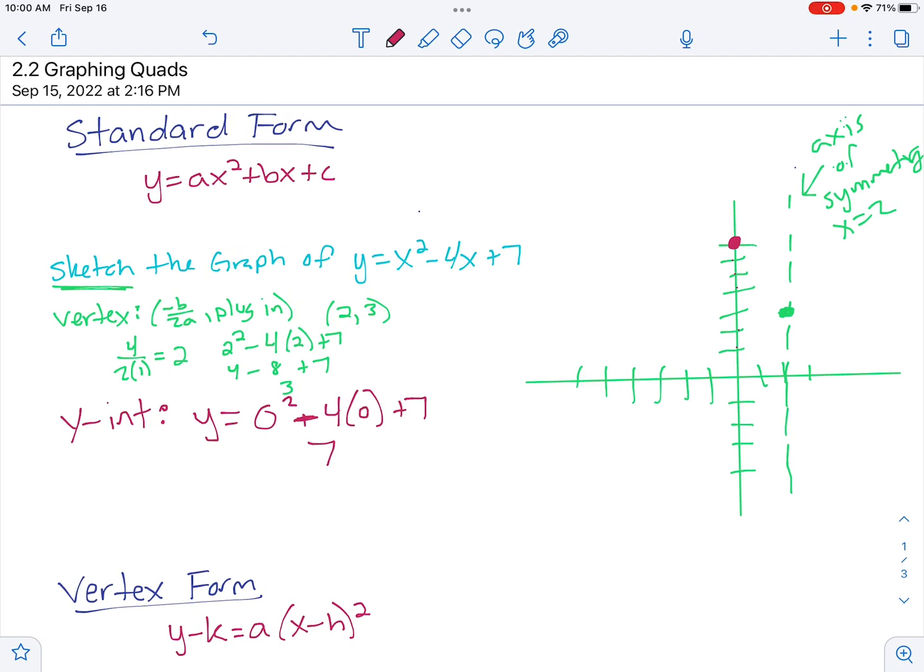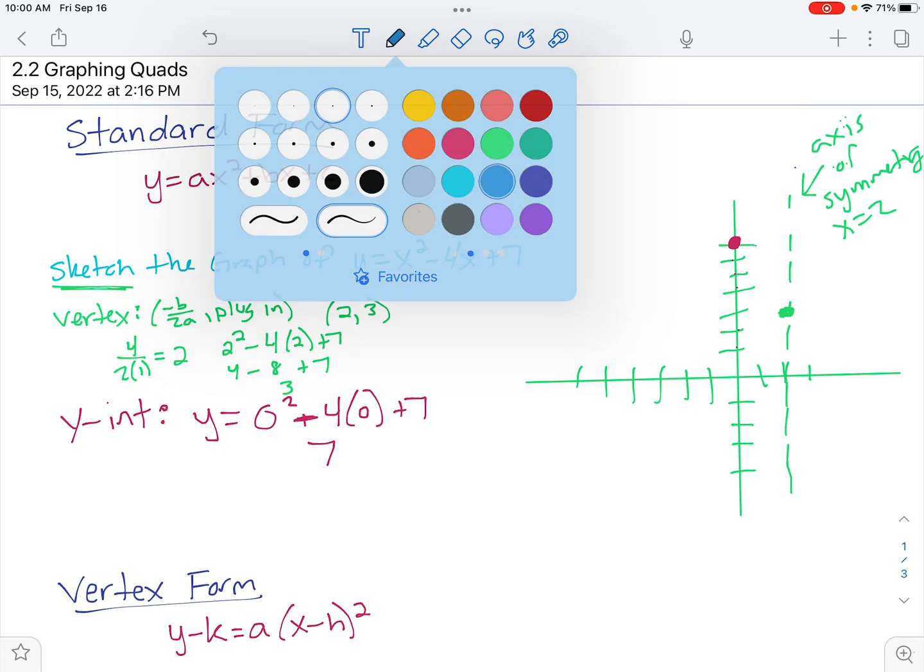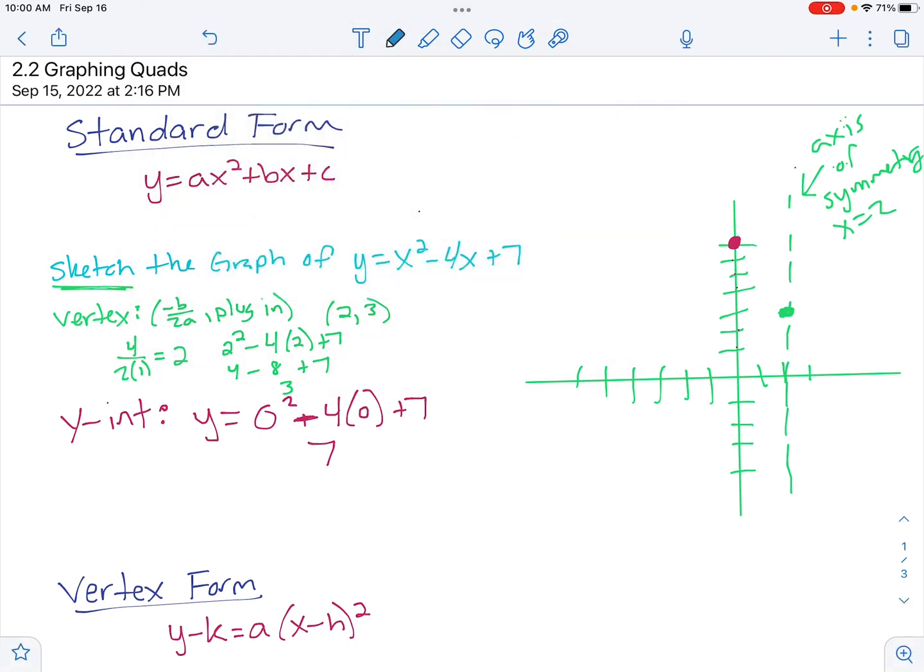Now, remember, a parabola is a U or a hill, and they're symmetric on each side of that axis of symmetry. So I can actually count to find my last point. This y-intercept is 1, 2 away from the axis of symmetry, which means I go 1, 2 away on the other side. And I can make my parabola.